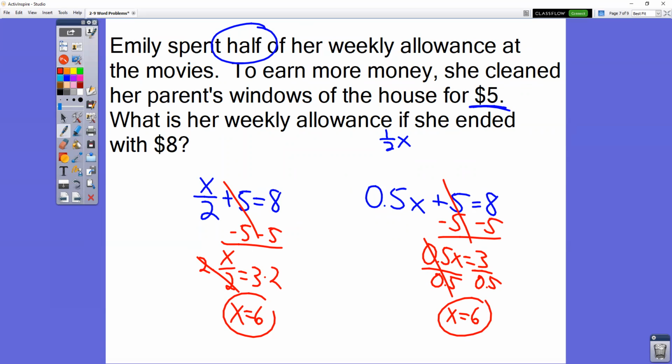She's taking half of that and at the movies. So maybe she's buying candy or something. So she's taking half of it. And then she's earning an extra $5. That's where the +5 came from. She's ending the week with $8.